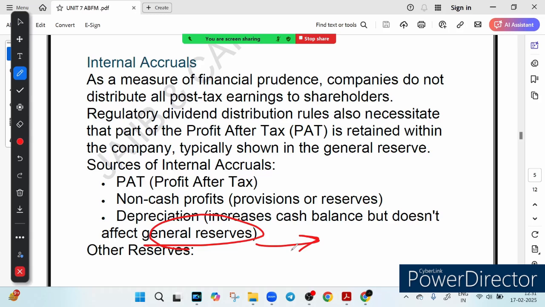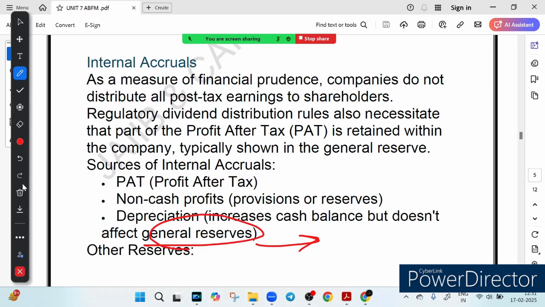So I hope this is clear now, how depreciation is a source of internal accrual, how it saves the company cash and money, because it is recorded just on paper. It is not actually something the company is paying, right? So it helps the company save tax liability. So I hope the source is clear. These funds stay within the company, helping it grow and stay financially strong.